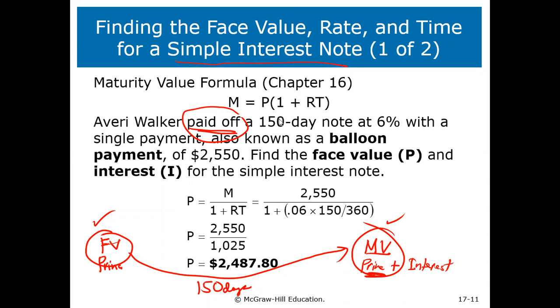So Walker paid off a 150-day note, which means he borrowed. He issued a promissory note. I promise to pay after 150 days at 6% interest. Okay, and then he paid off 2550. The balloon payment means it consists of the principal plus the interest payment. So that's another way to call it, a balloon payment.